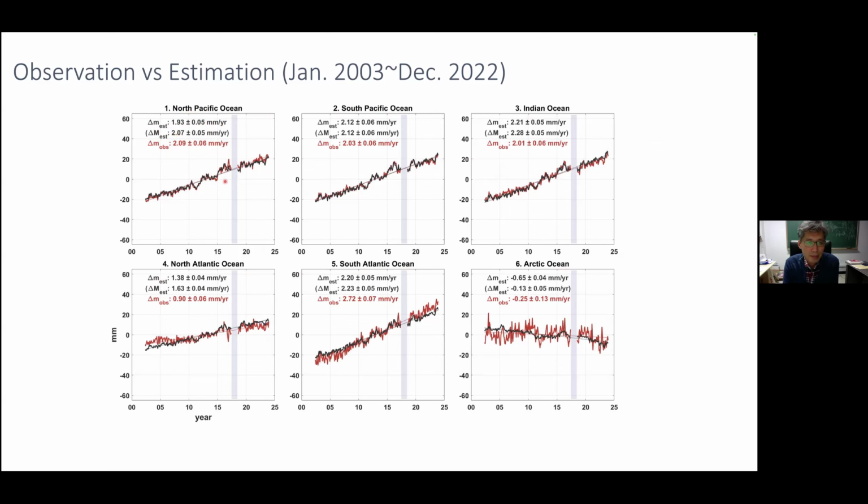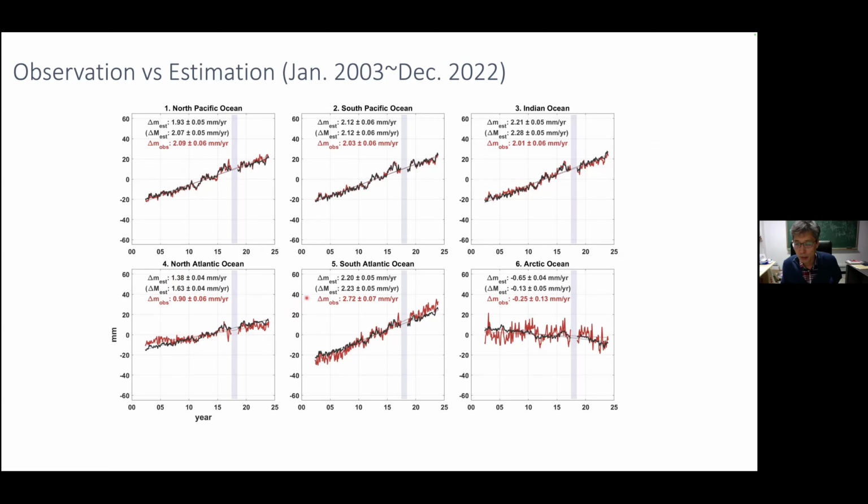So if we have perfect ocean mass observation from GRACE, and also perfect observation of land mass from GRACE, and our theory for sea level fingerprint is perfect, then estimation and observation should be identical. We call this self-consistency of GRACE data. Basically, you can see quite great self-consistency between observation and estimation in the six different ocean basins. But the problem is that in the North and South Atlantic Ocean, our estimation and observation show some non-negligible trend differences. Unfortunately, we don't have any answer to explain these differences. So this is quite an important question to answer in the future.